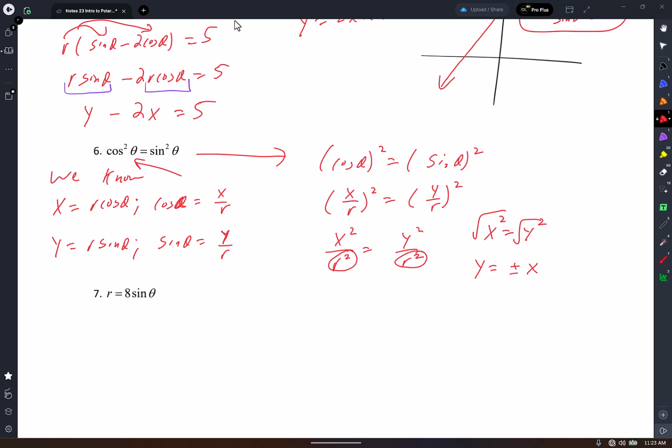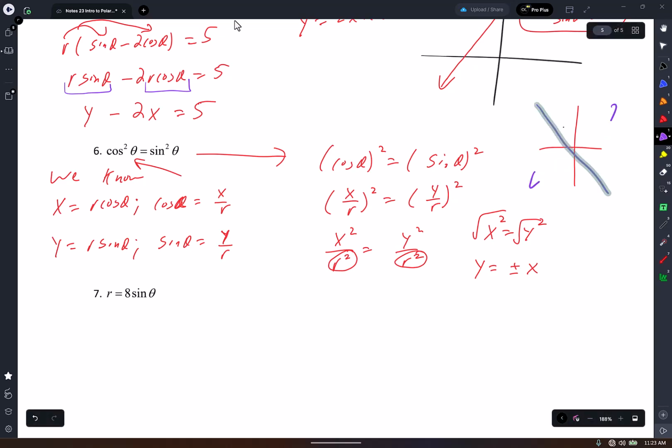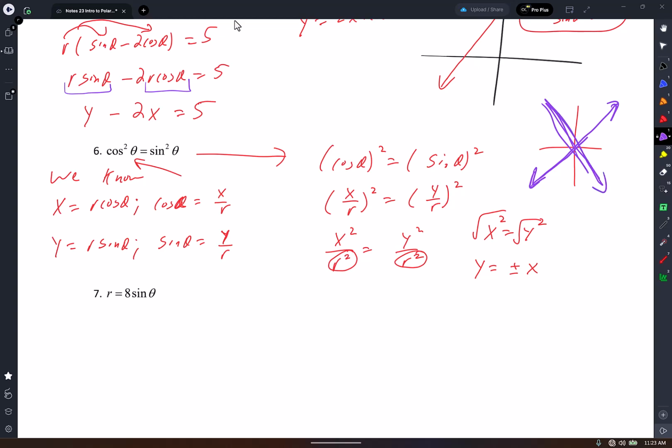So that graph would look like this. It would just look like an x, a positive x, and the negative x. Let me draw it better. The positive x. I don't know if that's necessarily better, but oh well. And the negative x.